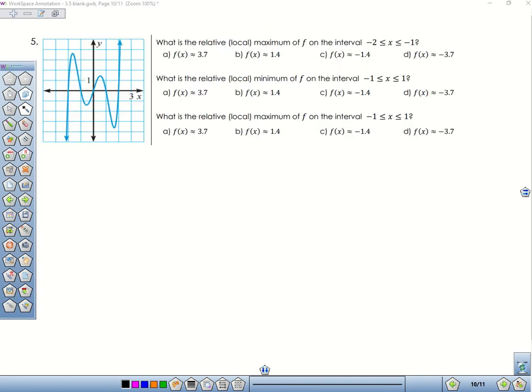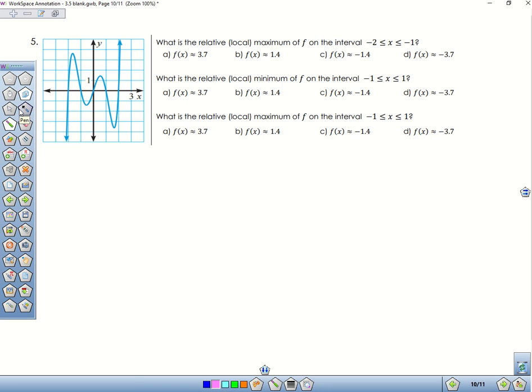Alright, so we're going to skip to number 5 and come back to the try on your own problems, because I want to try to finish the lesson before lunch, and then we can come back and try on your own and work together and practice them. So number 5 says, what is the relative local max of f on the interval -2 to -1?